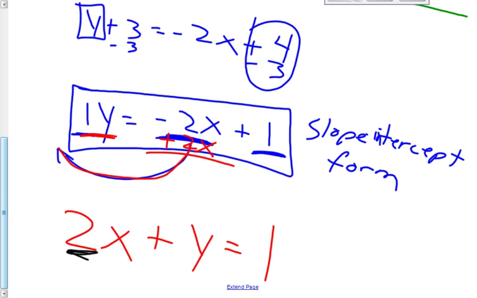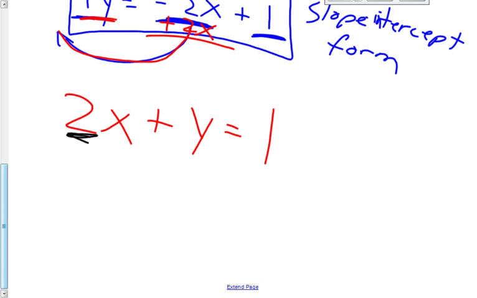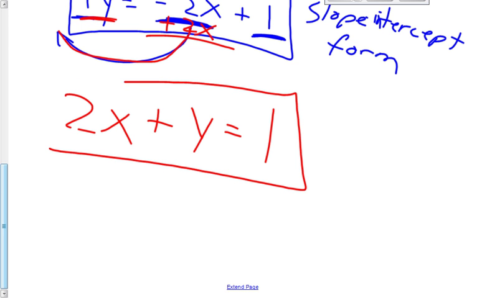The third rule says that there cannot be any fractions or decimals. Your coefficients all have to be integers. And are they? Hopefully you say yes. Your coefficients are 2, 1, and 1. Those are all integers. So you can circle your answer right here because this follows all the rules of standard form. So you have your answer for this one.